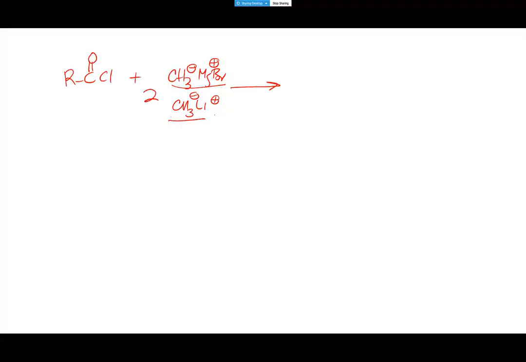So, tertiary, yes, no. I don't know. I'm lost. I'm sure at least one person out there is lost with me. So, what am I going to do? First step in the mechanism. CH3 minus is going to do what? Attack the carbonyl, which will lead to losing the chloride, but not in one step. What happens next? The double bond gets formed and the chloride leaves.